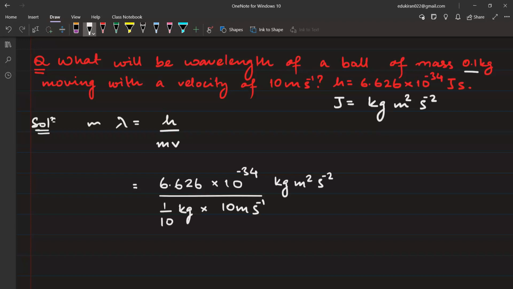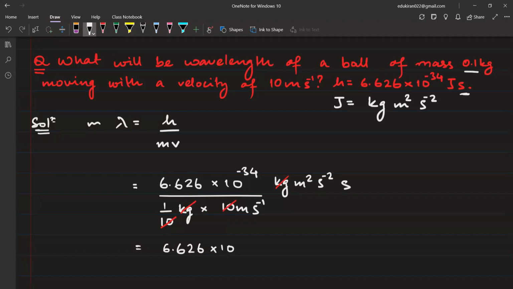This is joule, and here there is one more second, this is joule second. So there is one more second here. Joule is kg meter square second to the power minus 2, and there is one more second here. Okay, so now what we are going to do: 10 and 10 will get cancelled, right? Kg and kg get cancelled. This second inverse will go above.